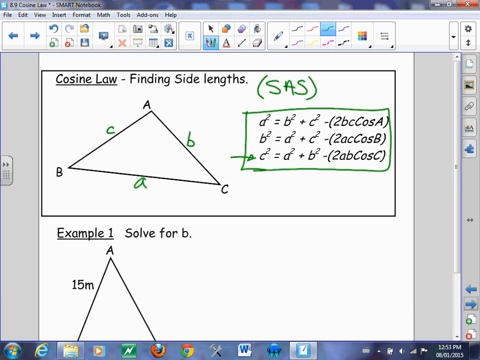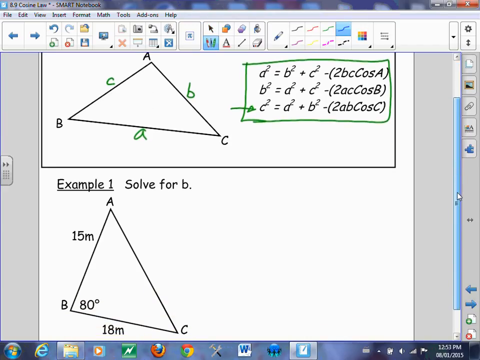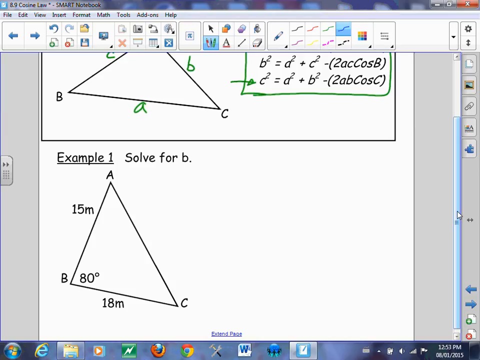Okay. So I'll do an example here. I'll show you how to set it up. And when you do 2 questions in homework, I guarantee you'll find the pattern and it'll be easy from there on in. But it does take some practice, guys, okay? So example 1 says solve for B. So we need to find this side B, okay?